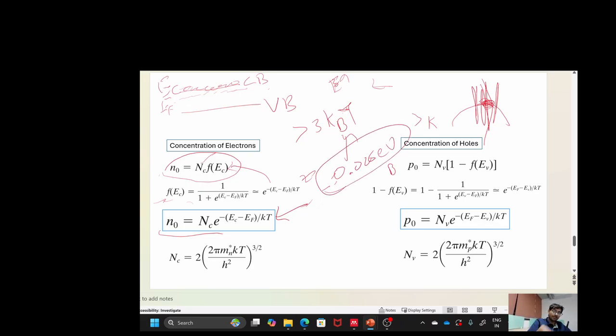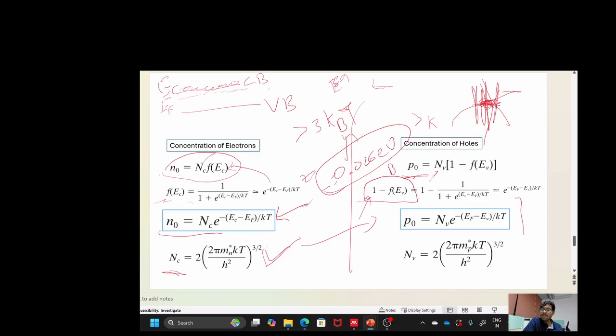This is the thing. And NC, the effective density of states, is given by this formula. NC also varies with the temperature, and the same thing happens for the hole concentration. The hole concentration is given by NV. NV is the effective density of states in the valence band at the topmost of the valence band, and this is nothing but the probability of not finding an electron, or the probability of finding an empty state in the valence band.